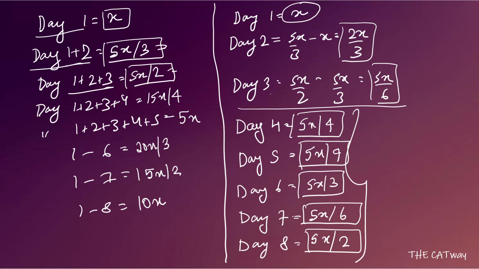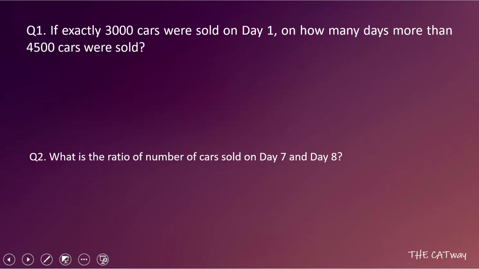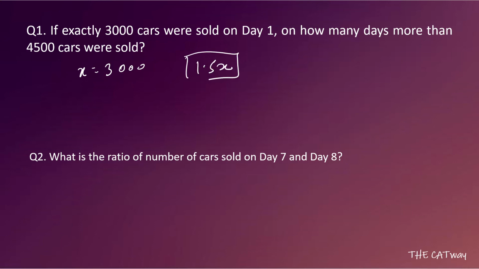Now let's move towards our questions. Question 1 says that if exactly 3000 cars were sold on day 1, that is, we have been given x is equal to 3000, on how many days were more than 4500 cars sold? So 4500 cars means it is 1.5x. So it is asking on how many days it was more than 1.5x. Let's find out.